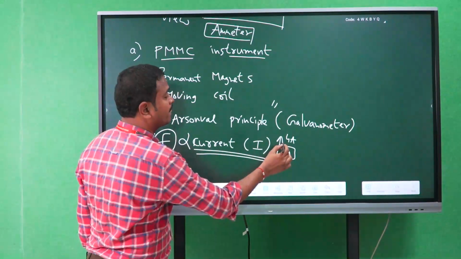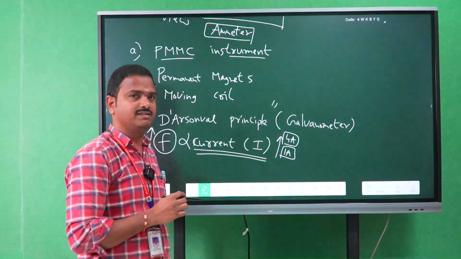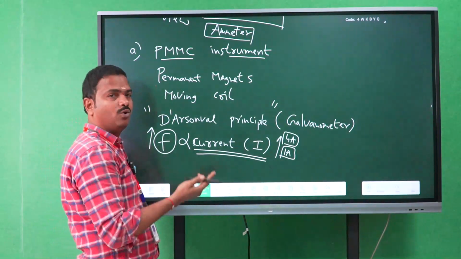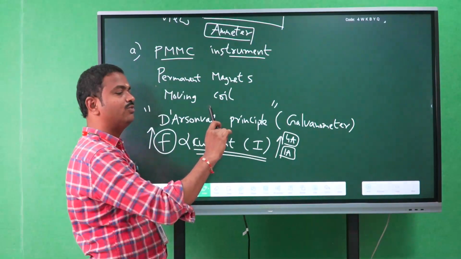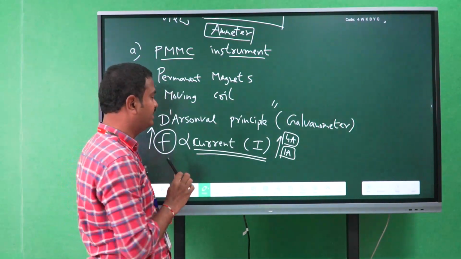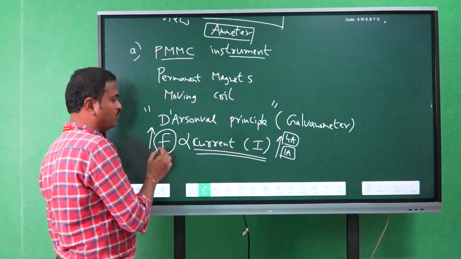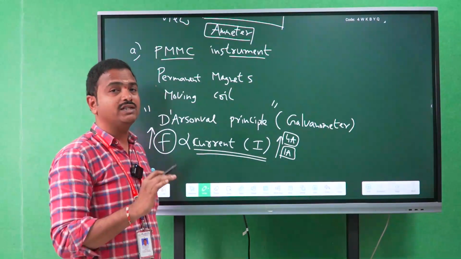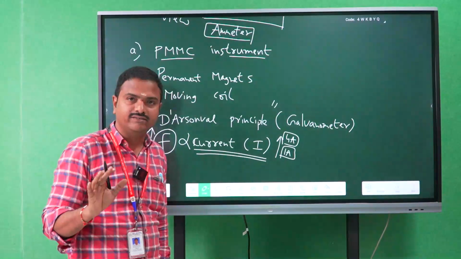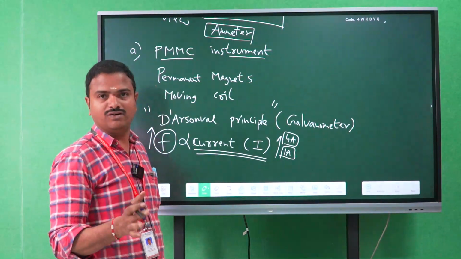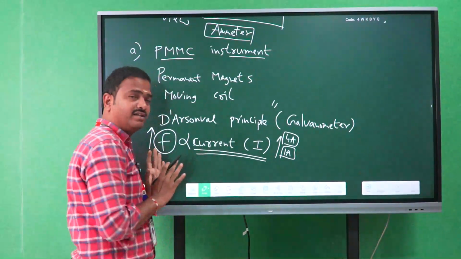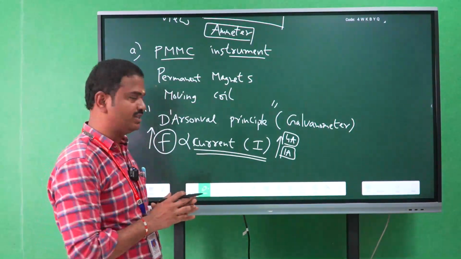But if we measure 4 amperes, then the force exerted on the pointer should be more. Then only the pointer reaches 4 amperes reading. So the D'Arsonval principle is that the force exerted on the pointer is directly proportional to the magnitude of the electrical quantity, whether it is current, voltage or active power, anything. Right, so this is the working principle for all the indicating instruments.